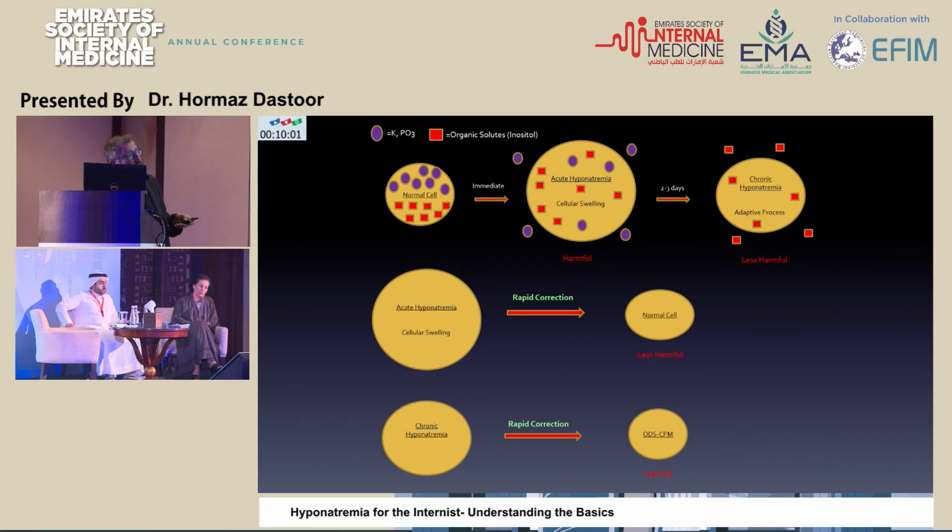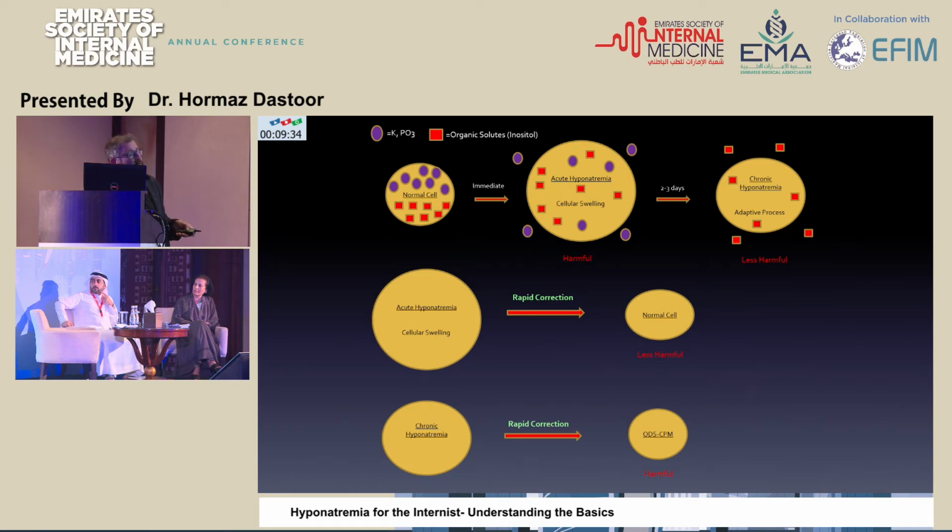On the other hand, if you have a chronic hyponatremia and you reverse it rapidly, you may cause decrease in size of the cells, causing an osmotic demyelination syndrome. So the take-home message is acute hyponatremia is dangerous, more dangerous than chronic hyponatremia, but treatment of acute hyponatremia, if corrected rapidly, is not dangerous.